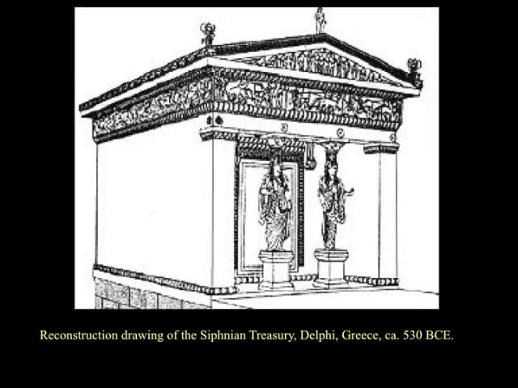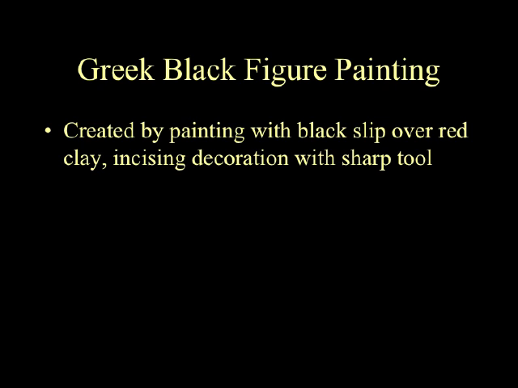So this is the exterior, or at least a reconstruction drawing of the exterior, of the treasury of the Siphnians from Delphi. And this is a fairly small temple, as you can see here. This is what we would call a prostyle temple, in that it doesn't have any columns on either side, just the columns on the front. And in this case, the columns are caryatids. They're columns which are formed in the shape of women. We'll see some other examples of these, at a very famous example, when we talk about the Erechtheion and look at classical Greek architecture.